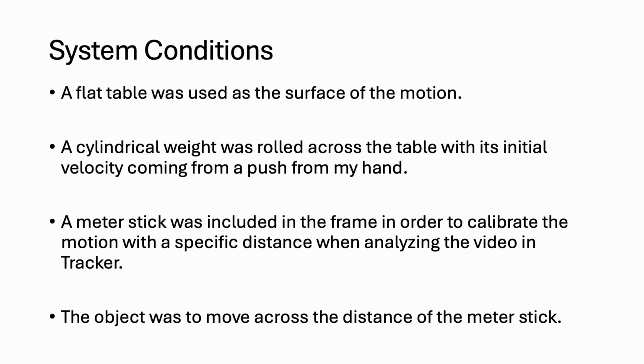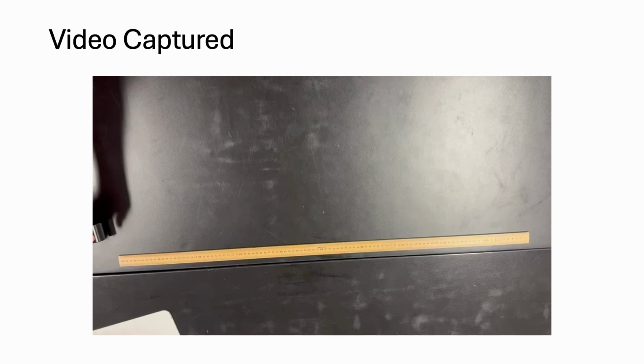A flat table was used as the surface of the motion. A cylindrical weight was then rolled across the table with its initial velocity coming from a push from my hand. A meter stick was included in the frame in order to calibrate the motion for Tracker, and the object was to move across the distance of the meter stick in the video. And this was the video captured.